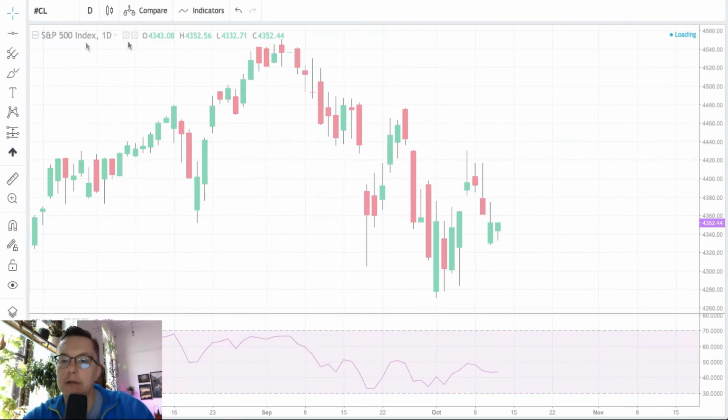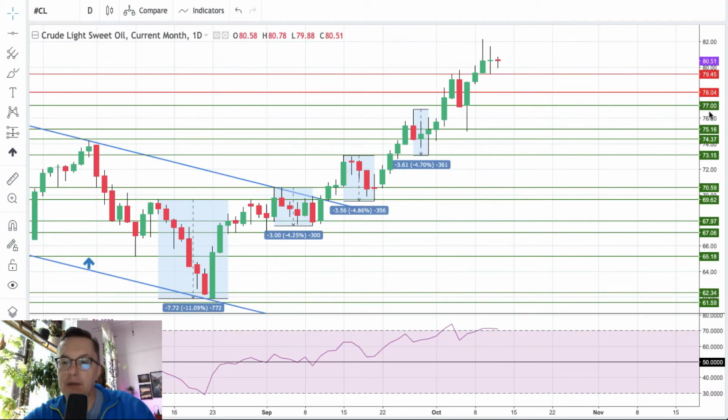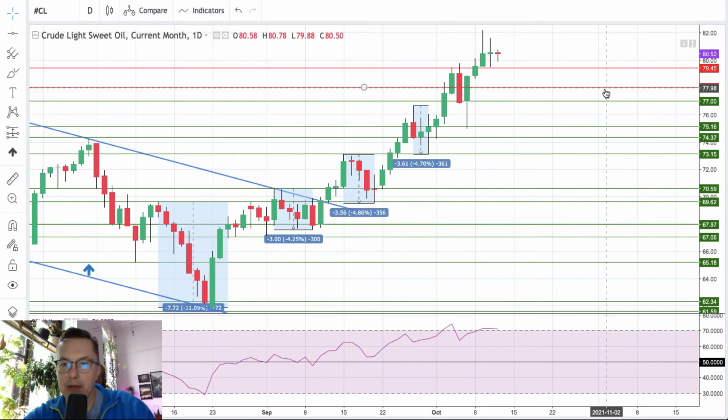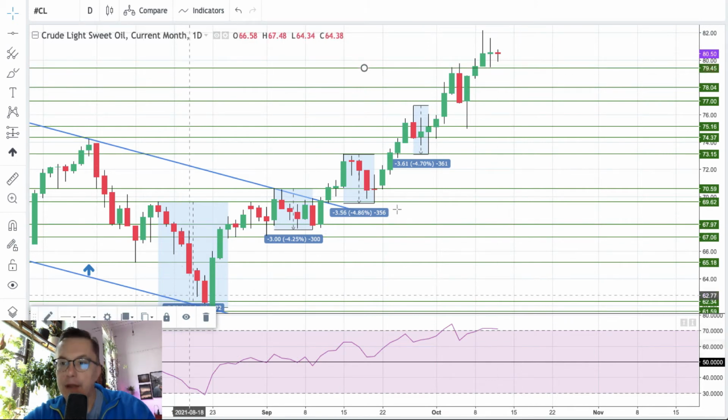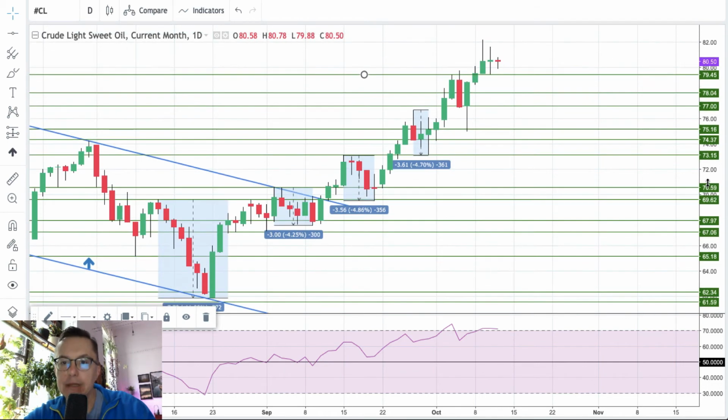What is crude oil doing? We got a very interesting pattern here. Let me just change the color of our levels. 78.4 is now technical support, and the next level of 79.45 is the technical support currently. So what is going on here? We got the new top, 82.17. Then a very interesting candle here.